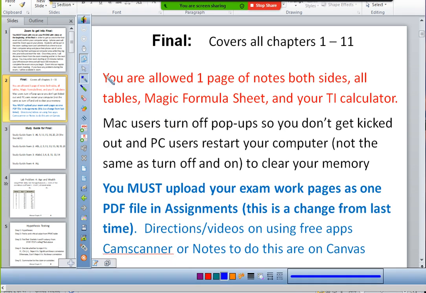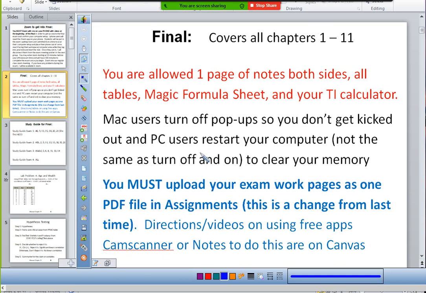Reminder about the final. You get one-page notes both sides, but you can also do 4 half sheets, or you can do any combination, as long as it adds up to 1 page of notes both sides. So you can have 4 individual one-sided half sheets, or you can have 1 page that's both sides. It's a half sheet both sides, and then two other small half sheets. Whatever works for you.